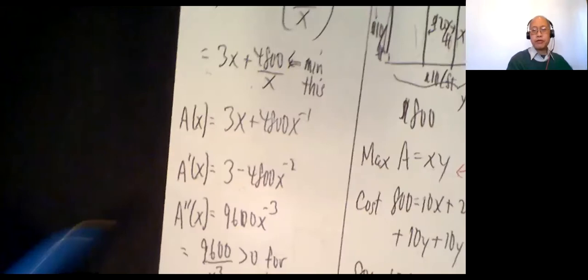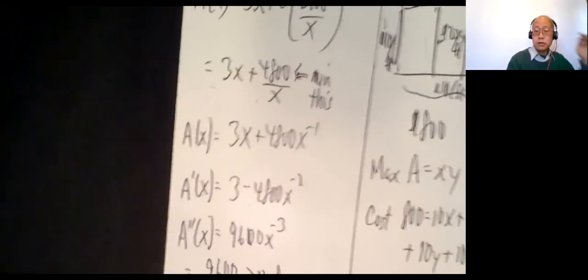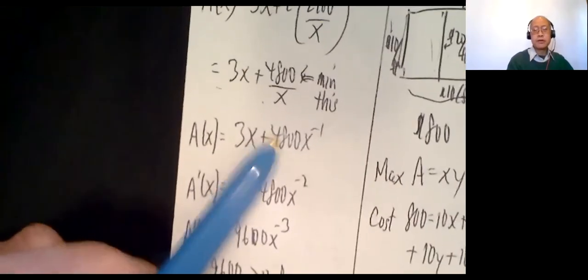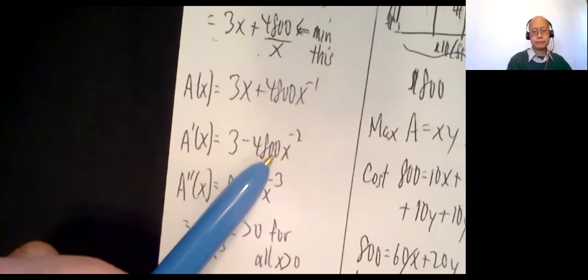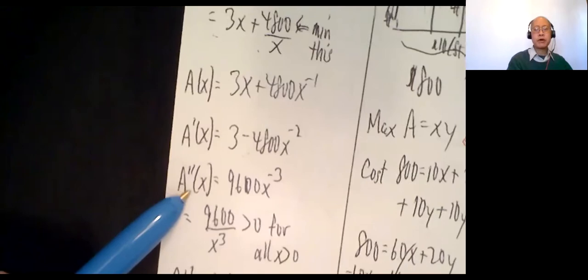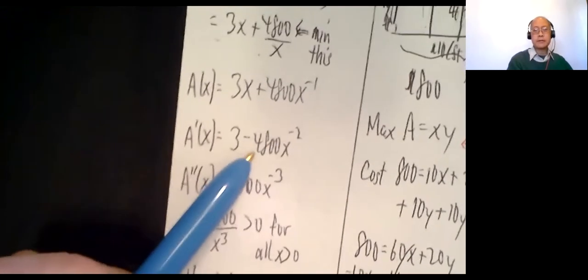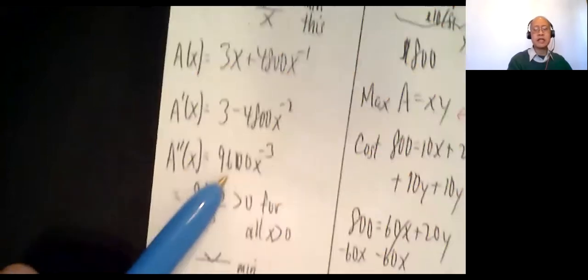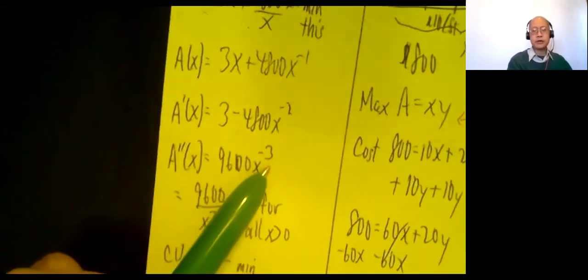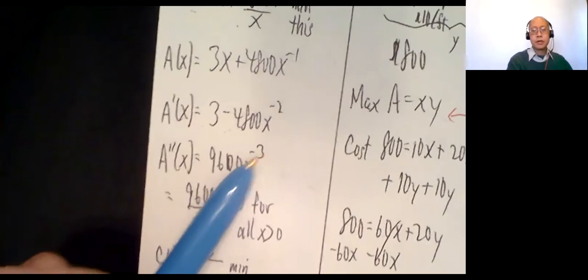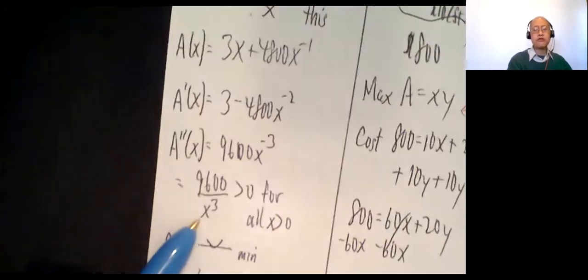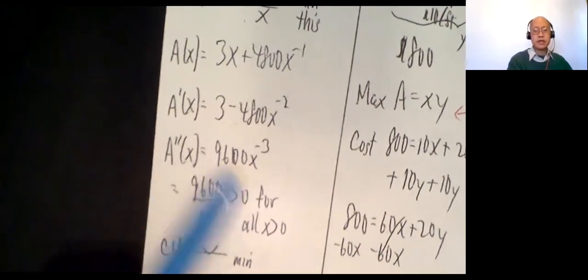All right, so here we go. A prime, derivative of this is 3. Derivative of this is negative 4,800 X to the negative 2. A double prime, derivative of 3 is 0. Negative 2 times negative 4,800 is a positive 9,600 X to the negative 3, which is the same as 9,600 over X cubed. We've seen that theme before.